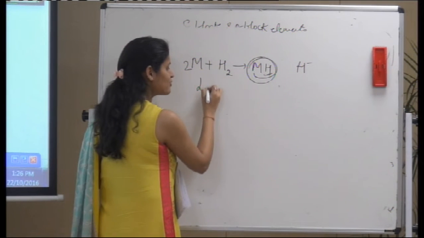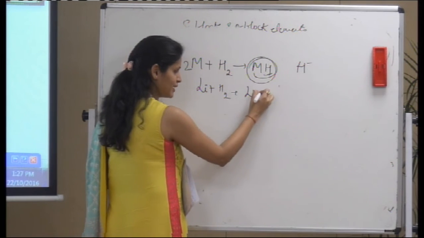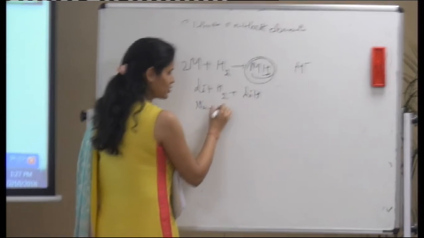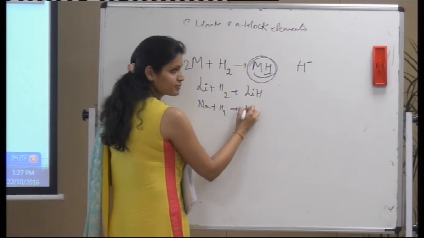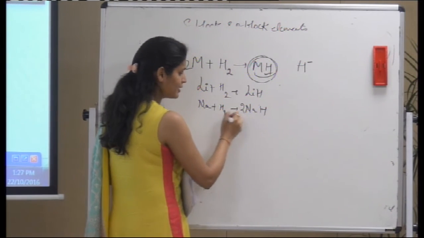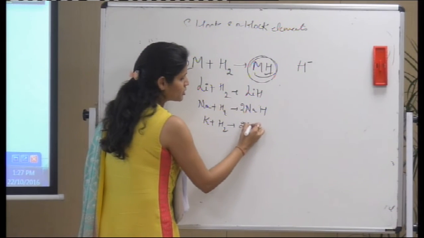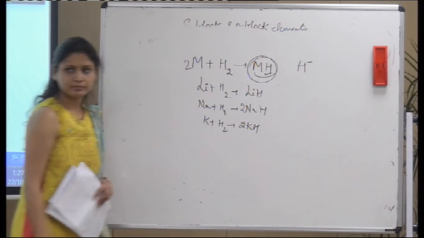So lithium can form hydride with hydrogen to form lithium hydride. Again sodium would react with hydrogen to form sodium hydride. It would be 2NaH, right? Then potassium, similarly, this would be 2KH, right?